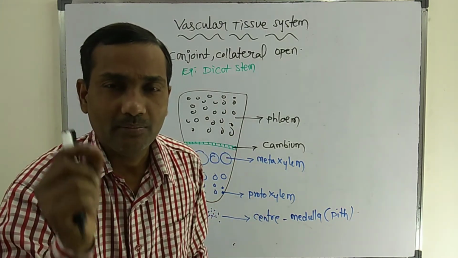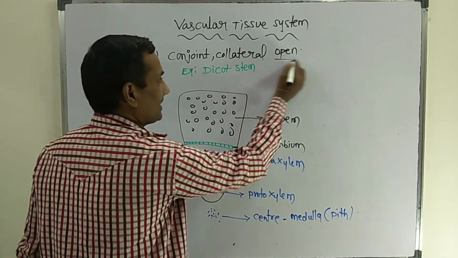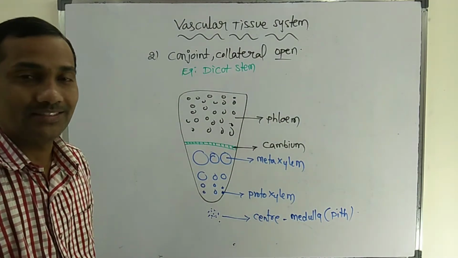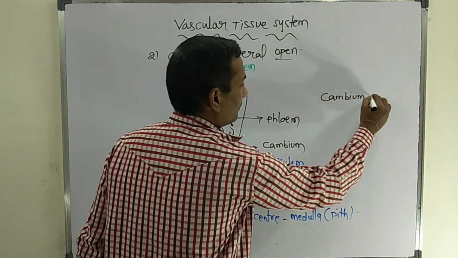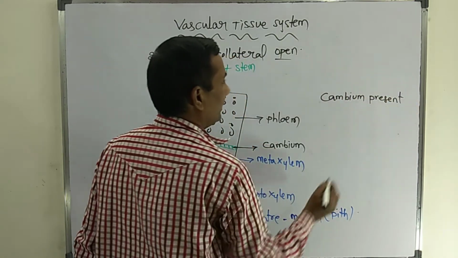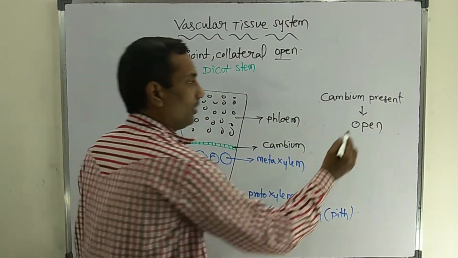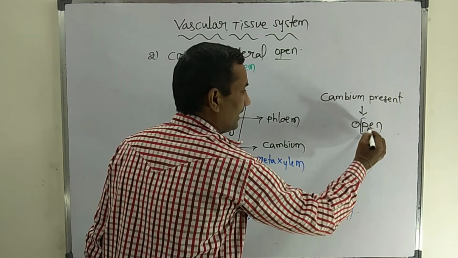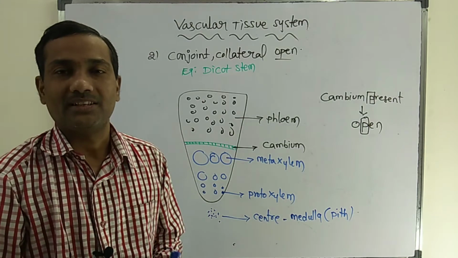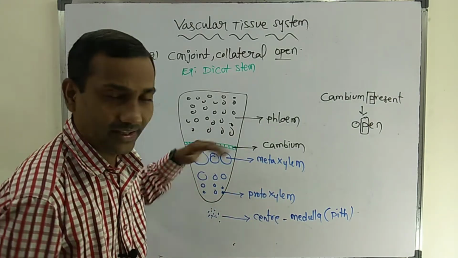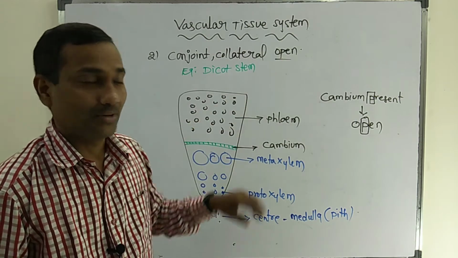If the cambium is found between xylem tissue and phloem tissue, the type of vascular bundle is known as open. How to remember? Cambium present in this vascular bundle. This type of vascular bundle is known as open vascular bundle. Open: the second letter P, present, the first letter P. If the cambium is present in this vascular bundle, it is known as open vascular bundle.